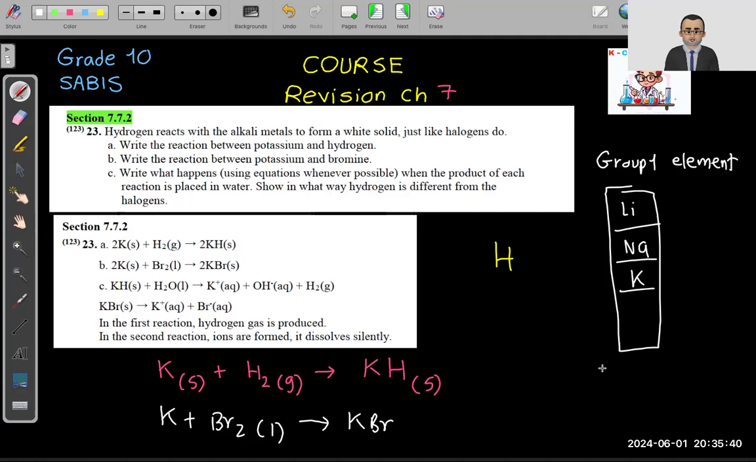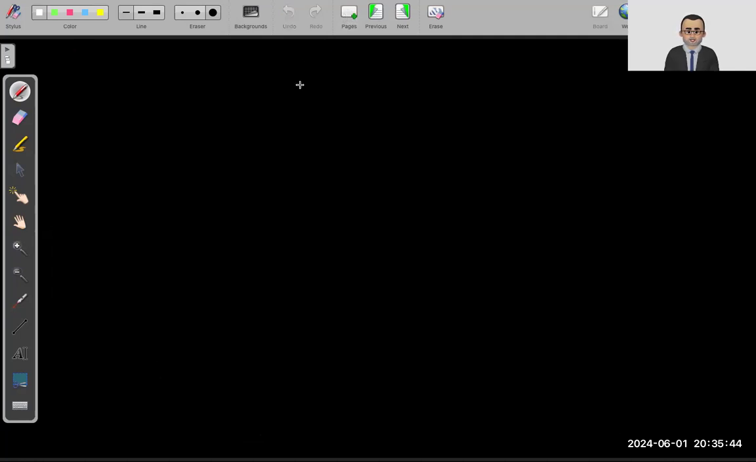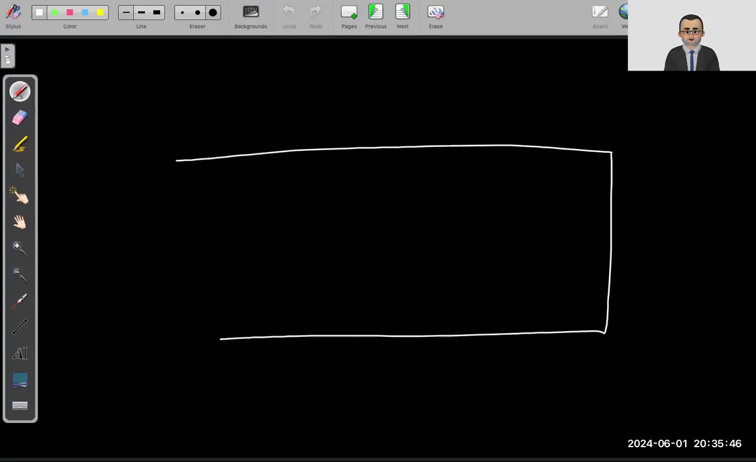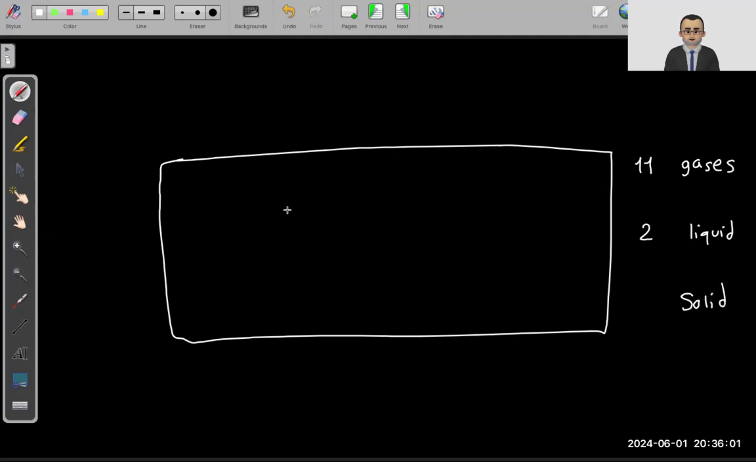Because we said the whole periodic table is divided into 3 types of physical states. Do you remember we said that there are 11 elements which are gases and 2 elements which are liquids, and the rest of the elements are metals, solid at room temperature? So if you divide the periodic table into different physical states, there are 11 which are gases. What are the 11 gases? Do you remember any of them?